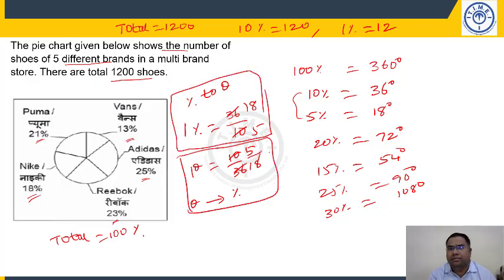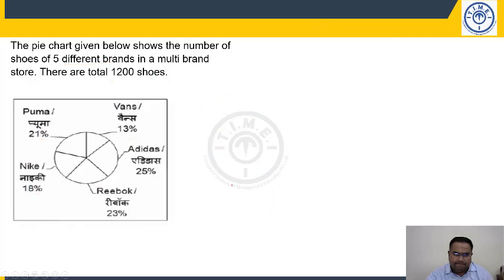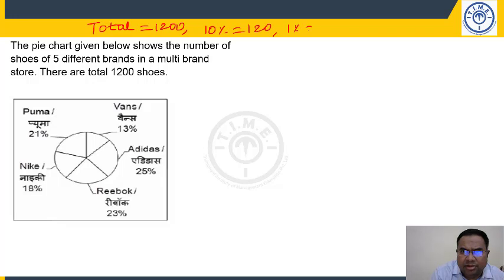This is the basic information. Hope you know all this, right? So I am erasing this. We know that the total is 1200, all shoes together. Out of this 1200, 10% will be 120 and 1% will be 12.